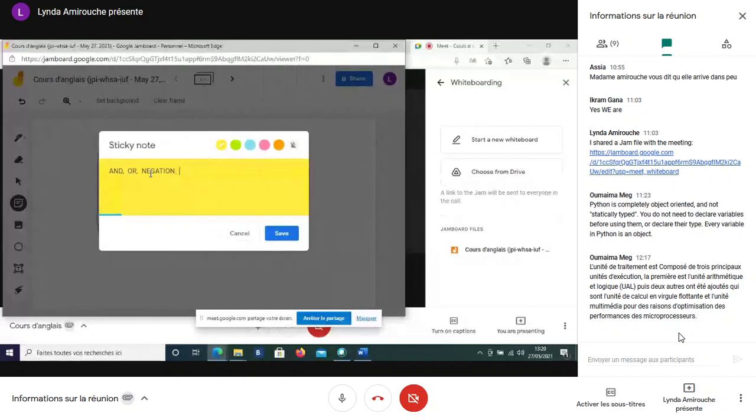Je vous dis pour l'ordinateur, quelles sont les opérations logiques. Like this. C'est les opérations logiques que connaît votre ordinateur. So, these are the 4 logical operations. You have the AND, OR, negation, and XOR. How do they work?